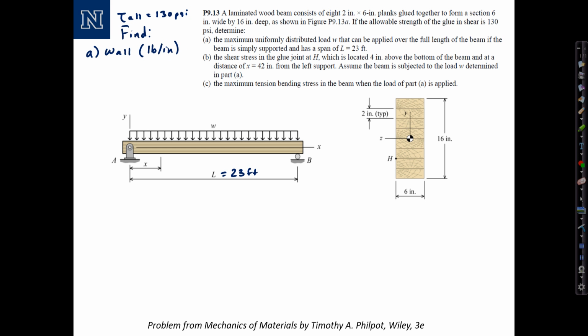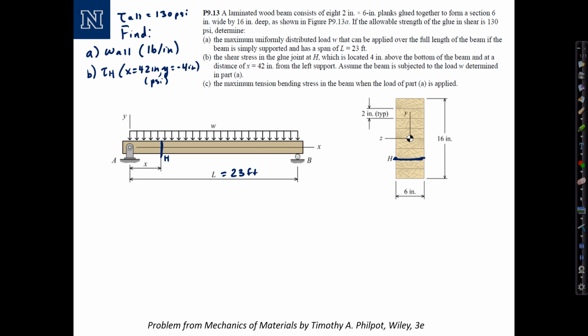Part B, we're asked to find the shear stress in the glue at joint H, which is located 4 inches above the bottom of the beam at a distance of x equals 42 inches from the left support. That would be point H right here. It really could be the stress anywhere along that line. And at x equals 42 inches from the end, over here is where point H is. So this is basically asking us to find shear at a specific point in the beam. We'll call it tau sub H, and it's at a location x equals 42 inches and y equals negative 4 inches from the neutral axis. And units here would be psi.